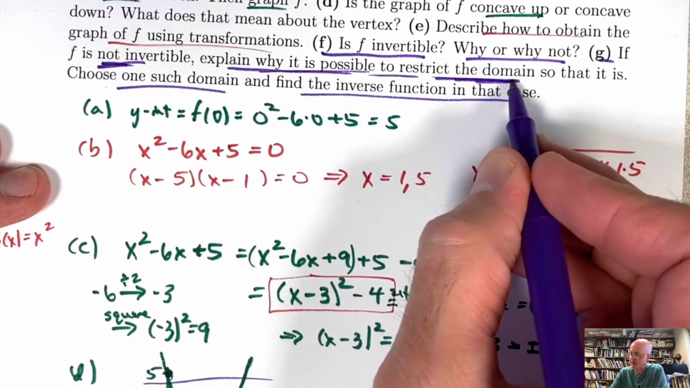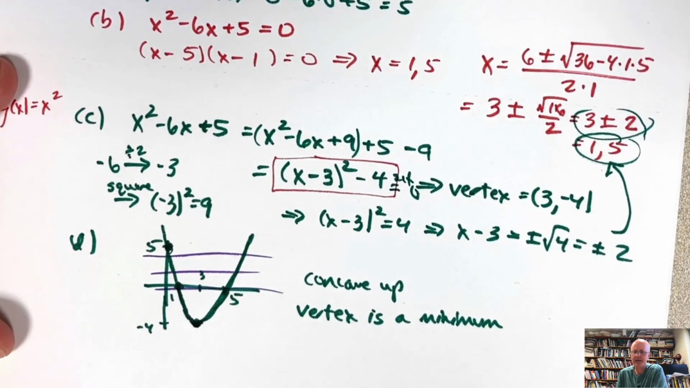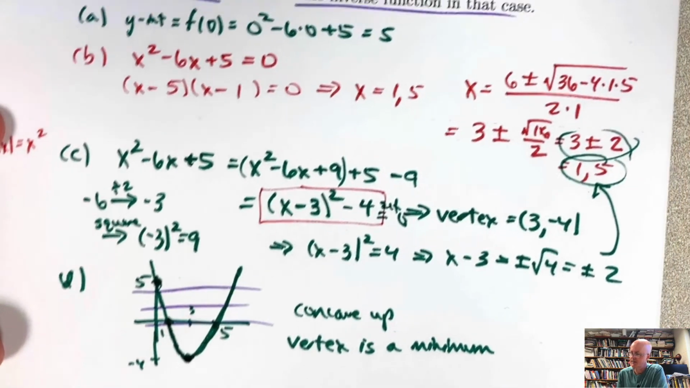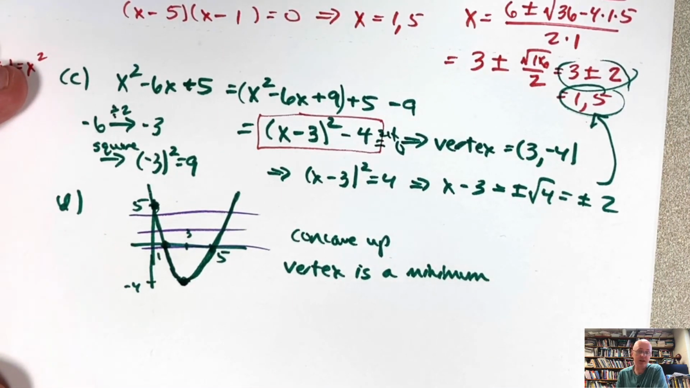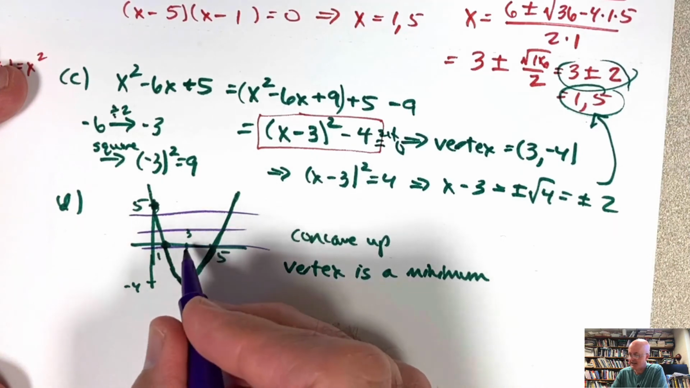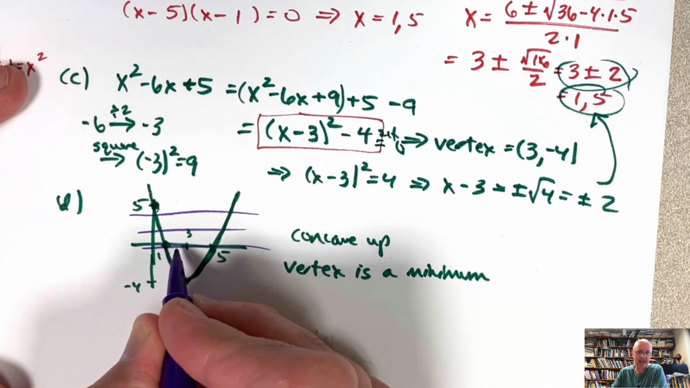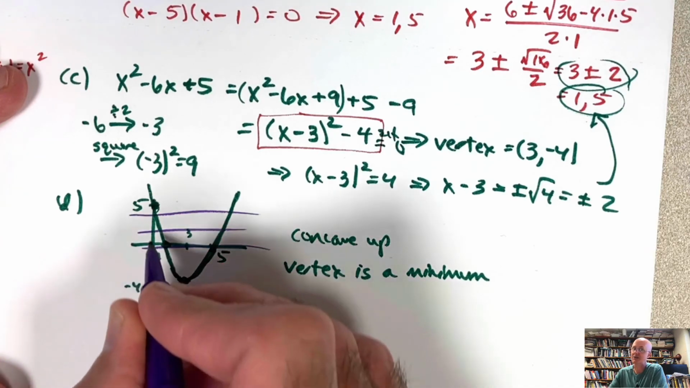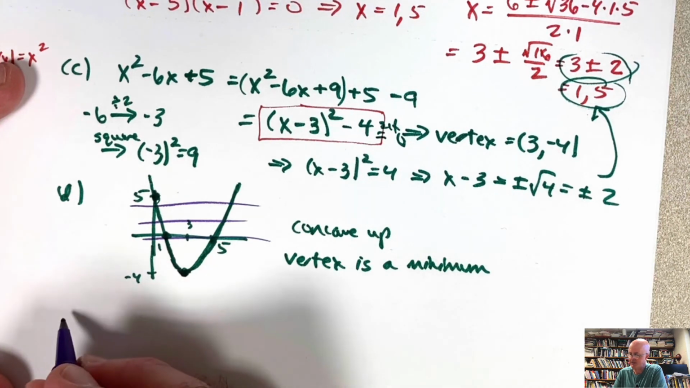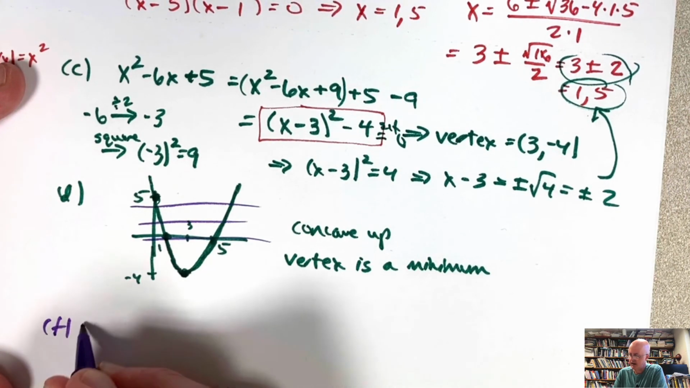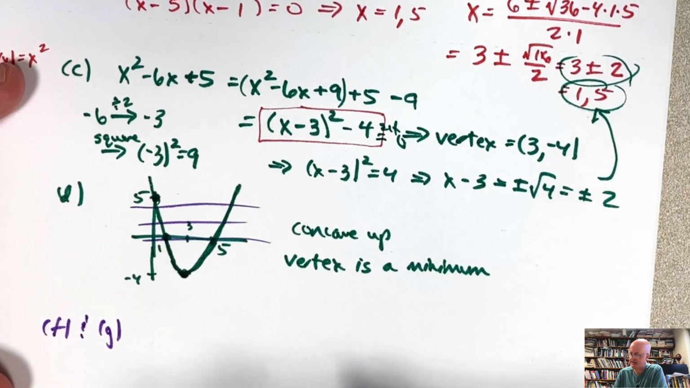Explain why it is possible to restrict the domain. Say, I don't want the domain to be all real numbers, I want it to be something smaller, to make it invertible. Yeah, there are infinitely many choices for how to restrict the domain to make it pass the horizontal line test, so no horizontal line goes through it more than once. The two most natural choices are when x is greater than or equal to 3, or when x is less than or equal to 3. You might say x greater than or equal to 3 is the most natural choice, but just for the sake of throwing a wrench in things and doing something somewhat unnatural here, let's do the less natural choice.